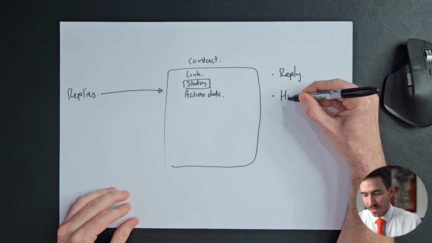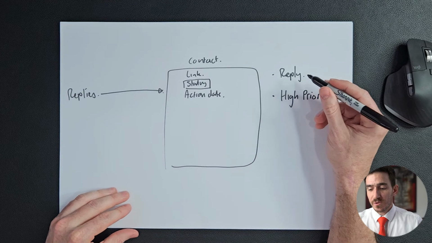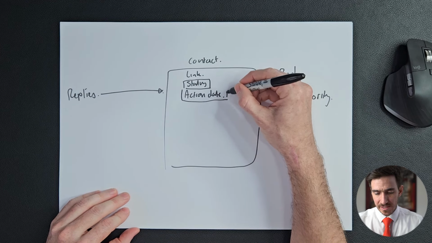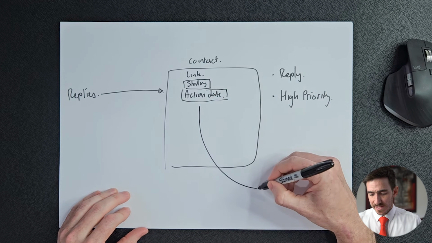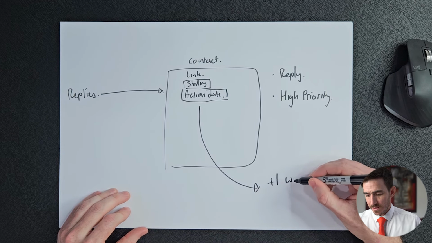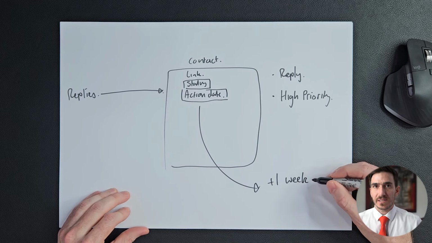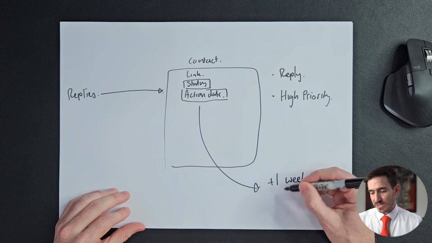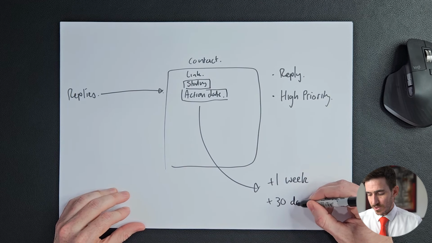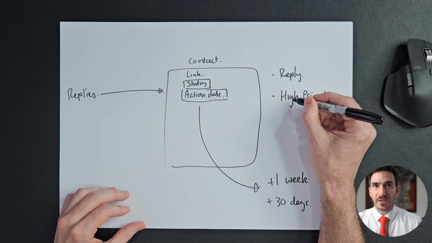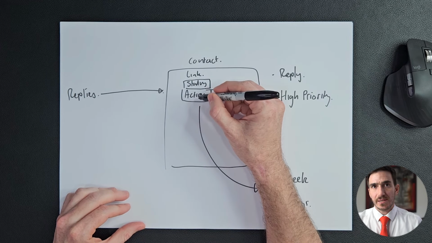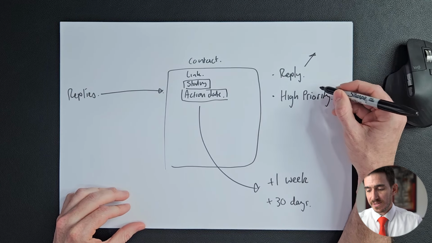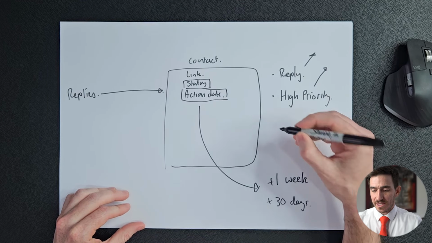Next one is high priority. And this is, once you have a conversation going, you might change it to a high priority. Now we also have here action date. By default, we'll set this plus 1 week on the last engagement. However, if you're having a chat with someone, they say check back in next month, you might change that to plus 30 days. And the way high priority works means that once the action date has been reached, it will tell you that you need to take an action. So reply tells you need to take an action, high priority tells you need to take an action.